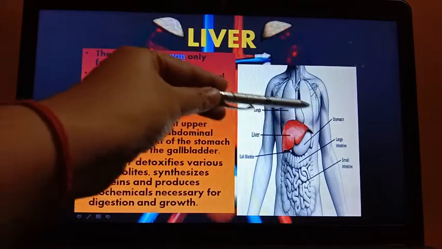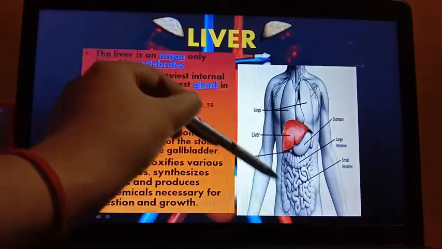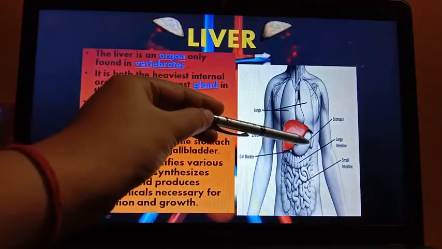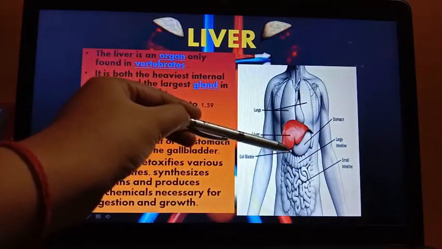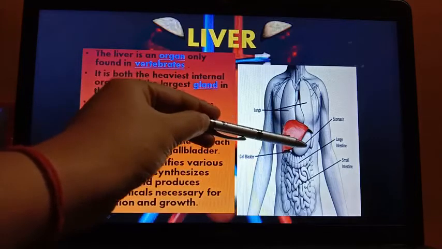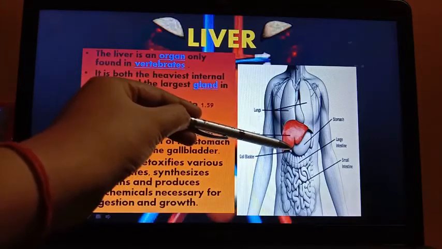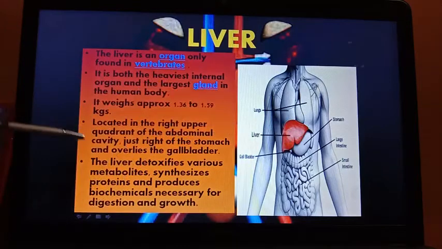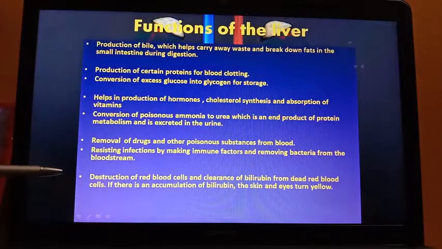You can see this is the abdominal cavity in which here is the stomach, here is the gallbladder. So liver is located just right of the stomach and overlies the gallbladder. The liver mainly detoxifies various metabolites, synthesizes proteins and produces biochemicals necessary for digestion and growth. Now next we will discuss the general functions of the liver.